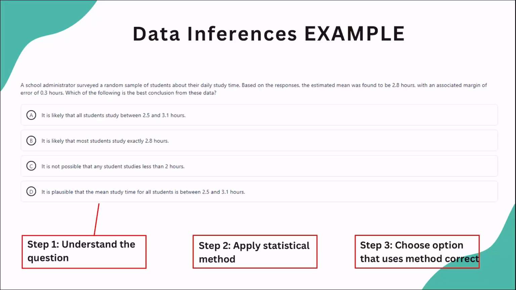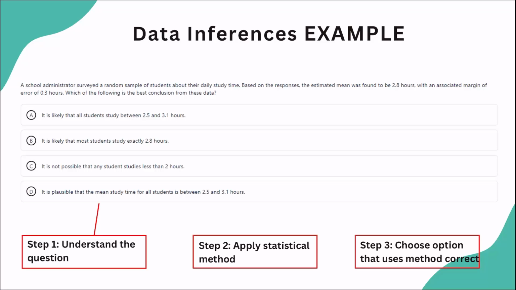So here's our question. With step number 1, we're going to understand the question. It reads, a school administrator surveyed a random sample of students about their daily study time. Based on responses, the estimated mean was found to be 2.8 hours with an associated margin of error of 0.3 hours. Which of the following is the best conclusion from this data?